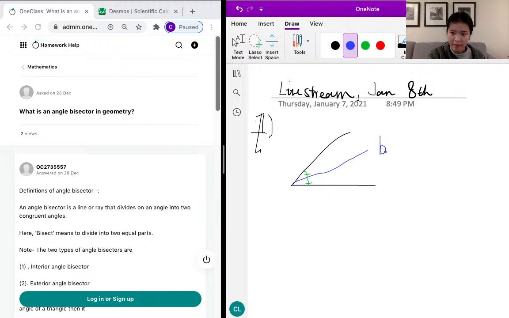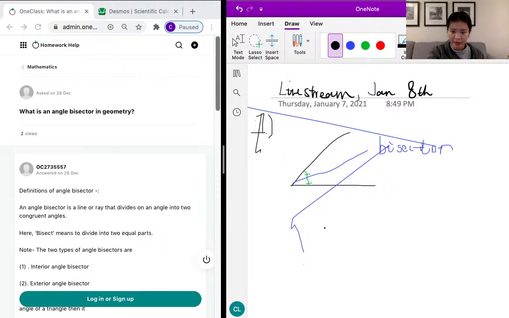The word bi means two in Latin, and sector means separate. So a bisector would be something that separates something else in half. In math, especially in the context of geometry, an angle bisector would be a line that separates an angle by half. So that's what's called an angle bisector in geometry.